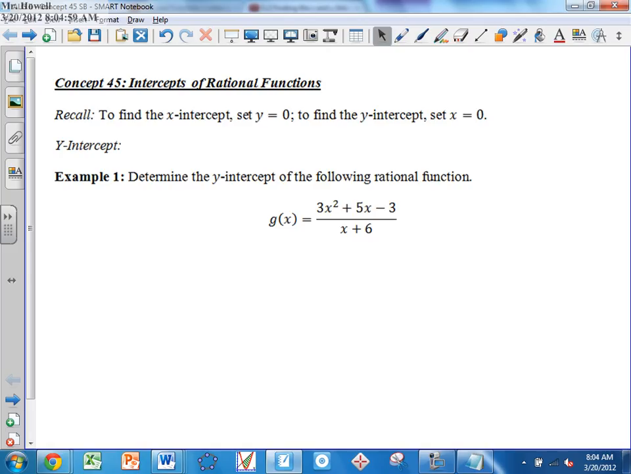Just one or two. For this kind of a problem, the question asks us to determine, for the first case, the y-intercept.